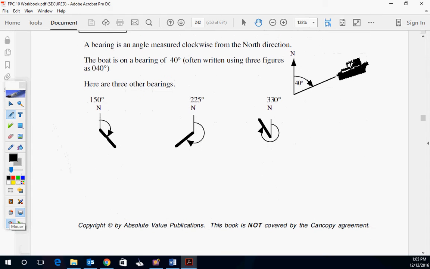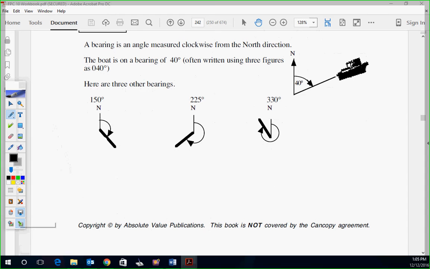We'll talk about these in Math 22, so it's not just a one-time thing. A bearing is an angle measured clockwise from the north direction. So this is used in directions. The boat on a bearing of 40 degrees is written this way: north, 40. If you're facing north and the boat is going 40 degrees, it'd be going that way, so essentially northeast. There are bearings that are more specific, and I think we just talked about those in Math 20. We just use this simple one here.